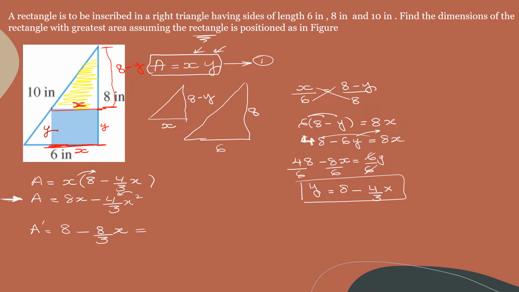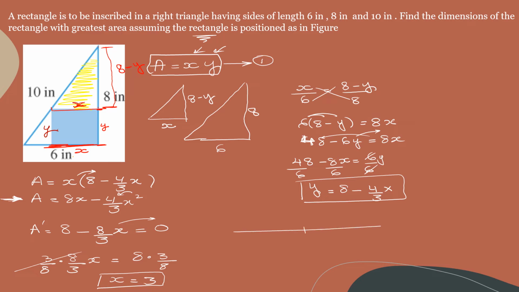Now make the equation equal to 0 to solve for x. So bring the 8/3 x over to the other side. On the other side we will get 8/3 x equals 8. Divide both sides by 8/3, or multiply both sides by 3/8. So you will cancel this one. x equals 3. So this 3 is the value which makes the area greatest possible.